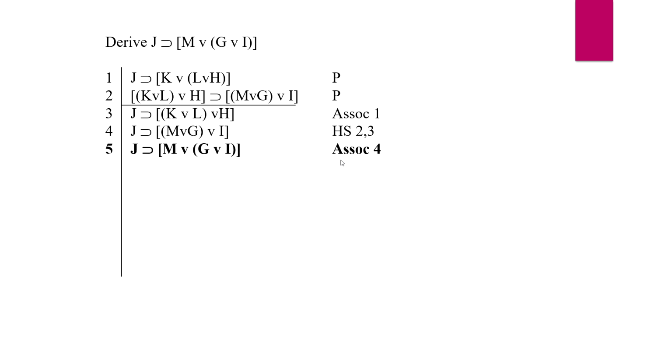And notice that we did use association inside other sentences, right? We did it on the sentence that was the consequent of that sentence. So this is what I meant by being able to use those association rules inside other sentences.